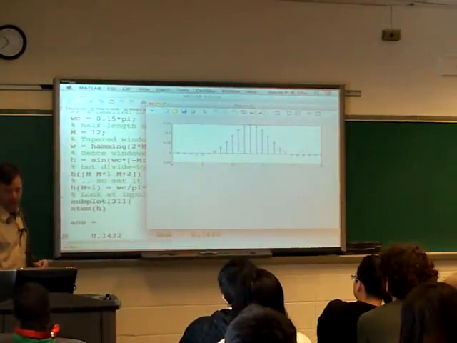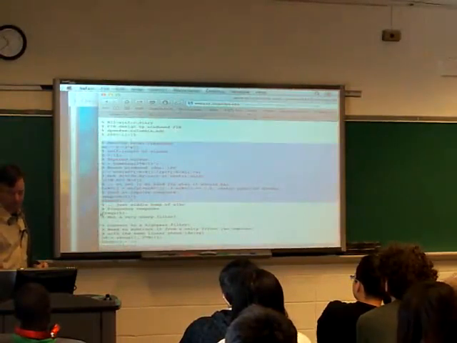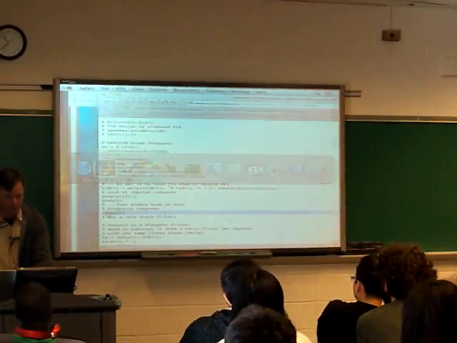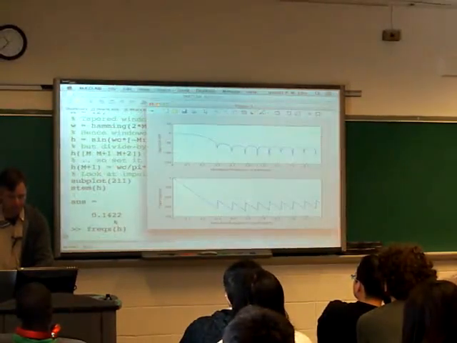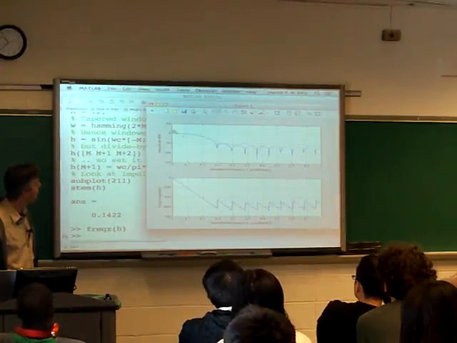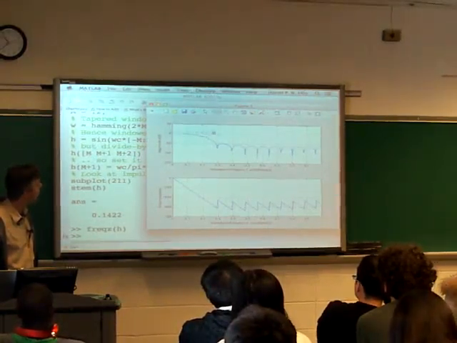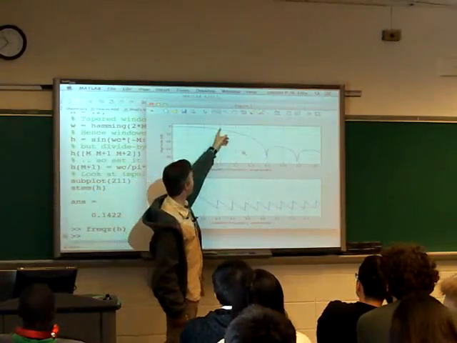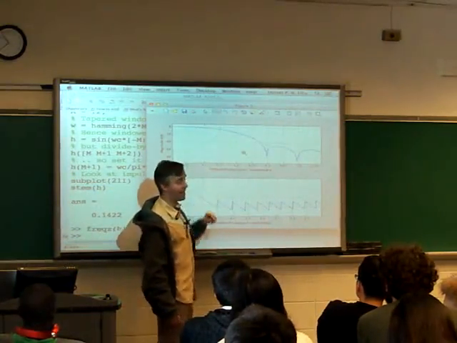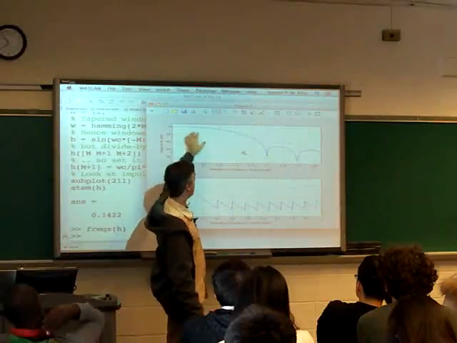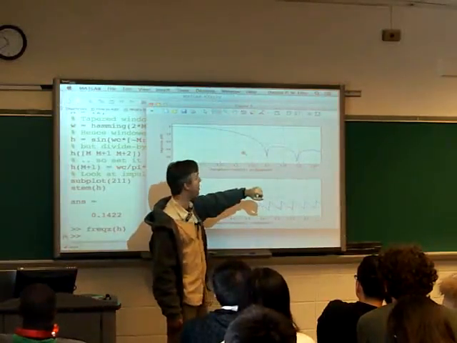So if we look at the frequency response of that, here's the frequency response. Now, we were asked for a filter with a 0.15 pi breakpoint, and so here's the desired passband edge. But you see it's pretty broad, right? It turns out that a 25-point filter does not have a very good transition band.